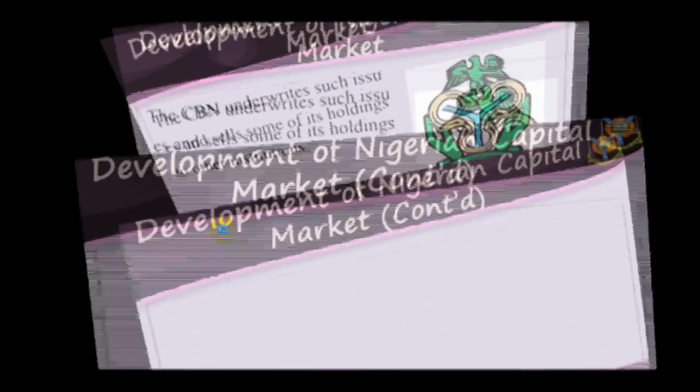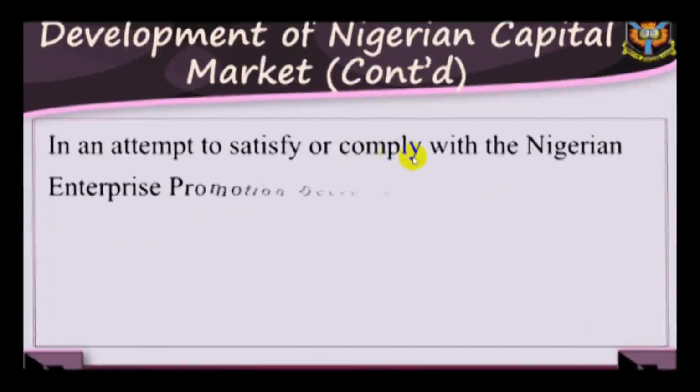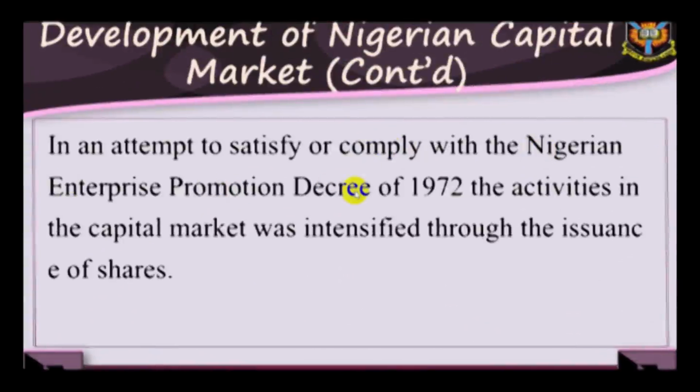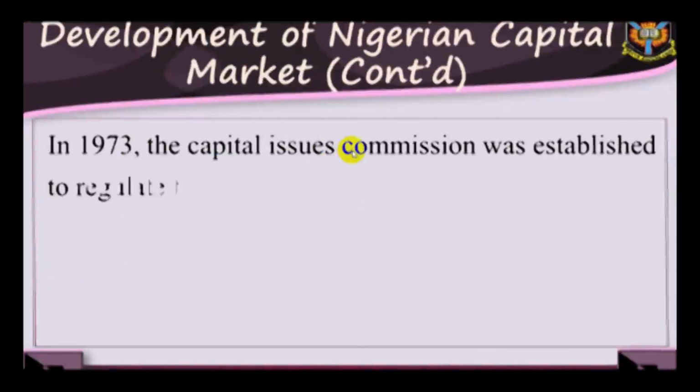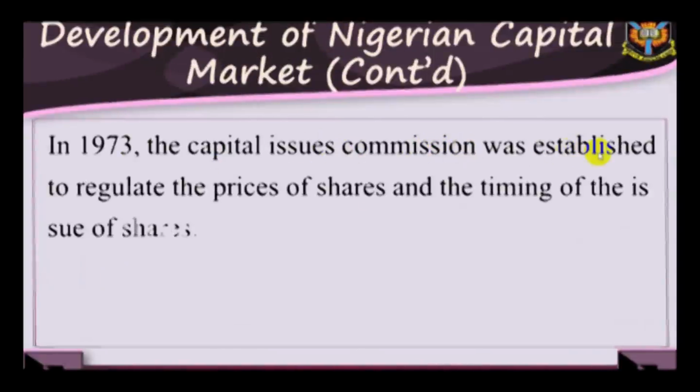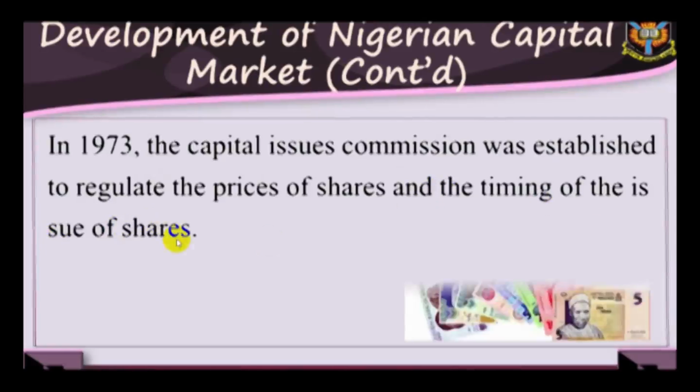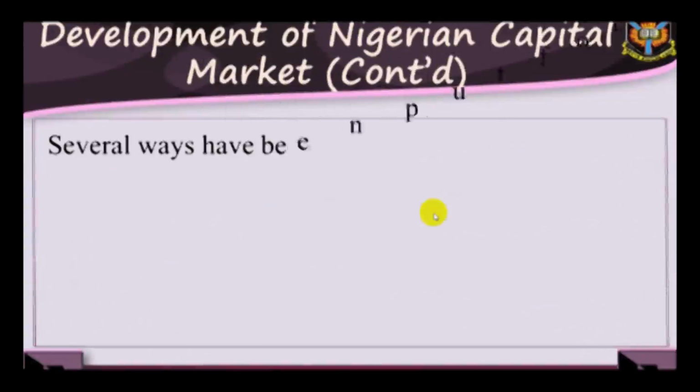In an attempt to comply with the Nigerian Enterprise Promotion Decree of 1972, the activities of the capital market were intensified through the issuance of shares of the foreign firms. In 1973, the Capital Issues Commission was established to regulate the prices of shares and the timing of the issue of shares.